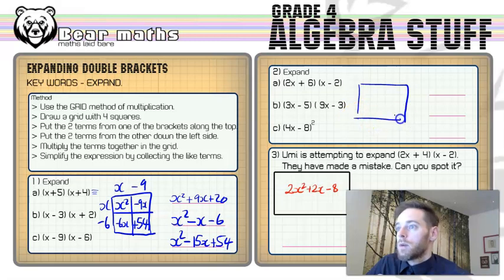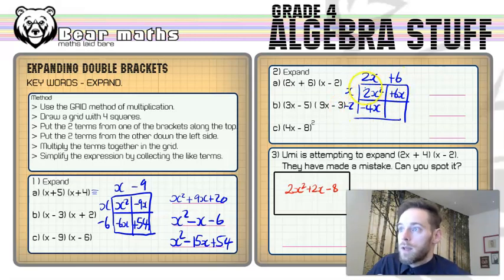These are still just grade 4 questions. So if I make my grid again, I've got my 2x this time, my plus 6, my x and my minus 2, and I just multiply these terms together. 2 times an invisible 1 is 2, and x times x is x squared. 6 times x is positive 6x, and 2x multiplied by minus 2 is minus 4x. Then nothing different apart from that 2 in front of the x squared. And then there's a negative and a positive, and you've got a minus 12 there.